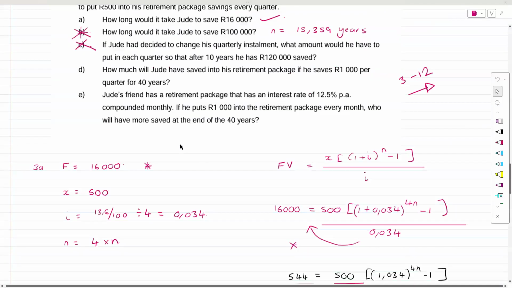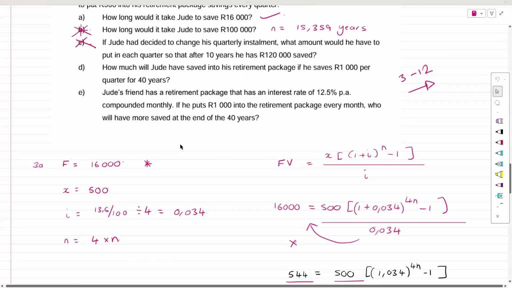Okay, guys, we're going to continue from this question. We stopped at C. Question D says, how much will Jude have saved into his retirement package if he saves 1,000 Rand per quarter for 40 years? Now, these types of questions are exactly the same, quite simple to deal with.